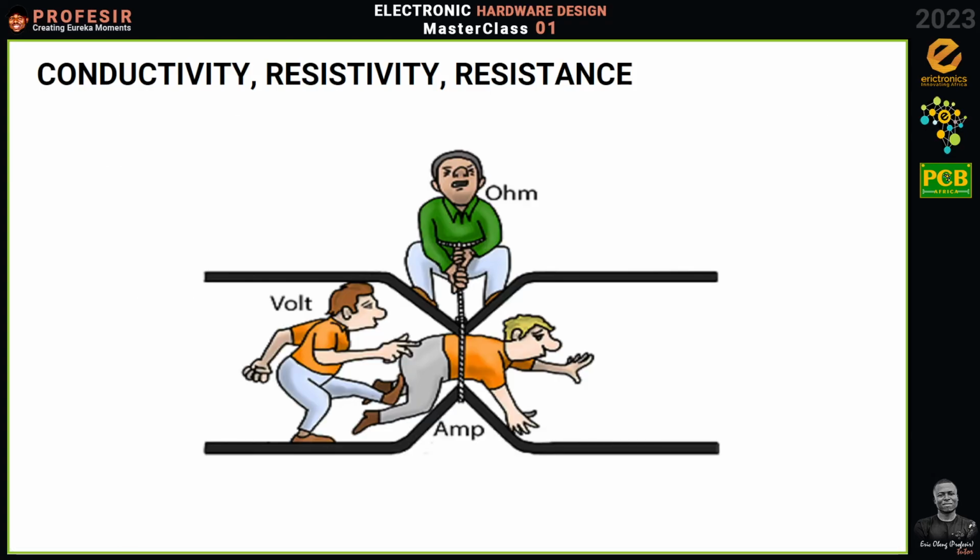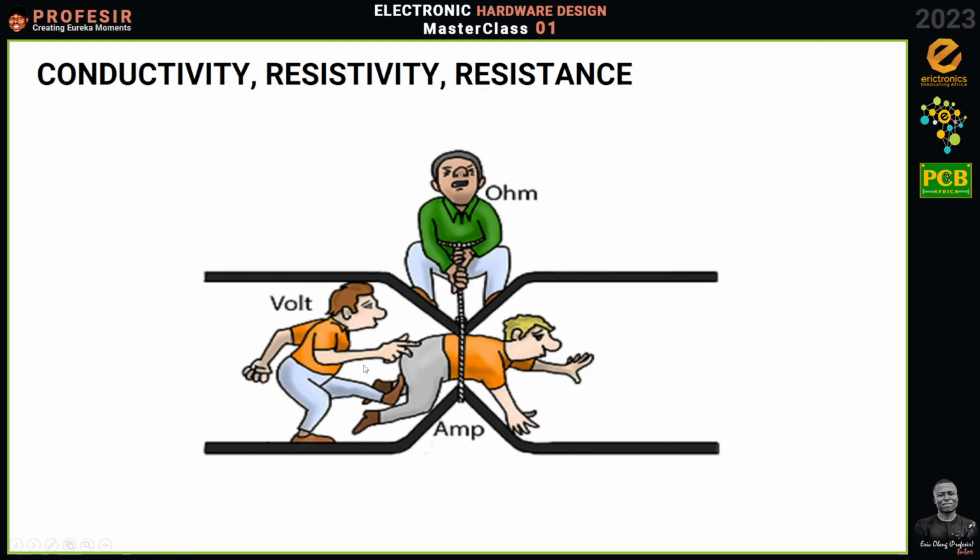Two different things. So this is a very beautiful artwork showing how these three guys work. And funny enough, all these people are human beings. All these units were named after human beings. Volt was named after somebody. Ohm was named after Simon Ohm, and Ampere too was named after somebody. It's just funny.